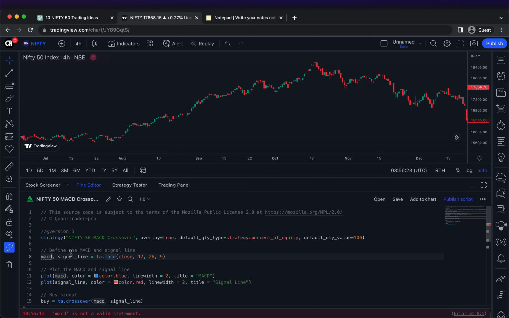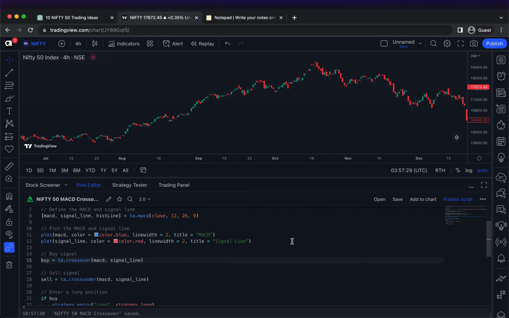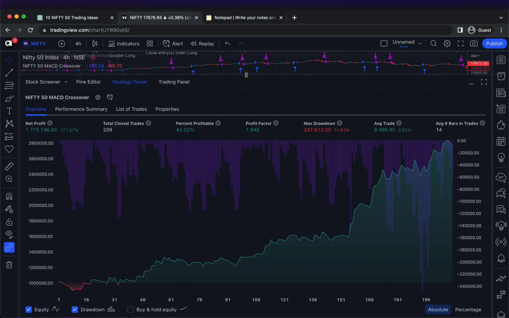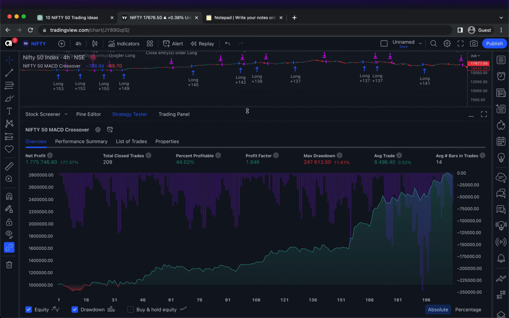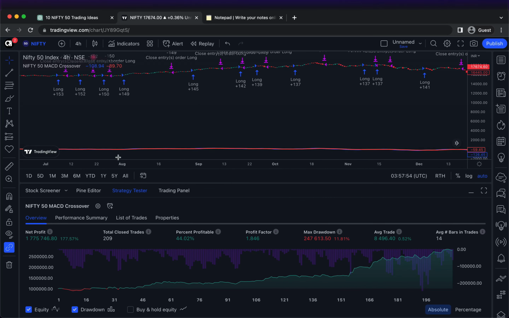So we need to have MACD, signal line, and one more variable. So let's just have 3 lines: MACD line, signal line, and histogram line, right? So let's update the rest of the variables in the code and put it on the chart. Okay, we're having 177%. That's the profitability. Okay, and let me show how it's working, right?